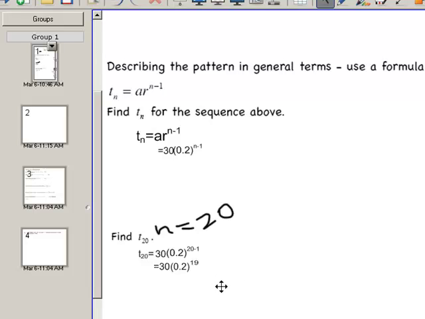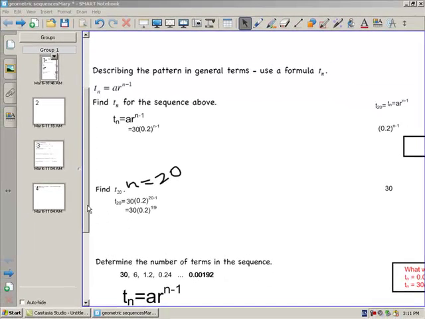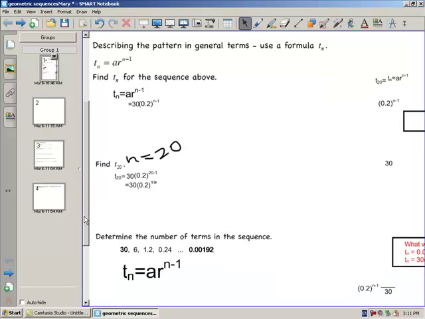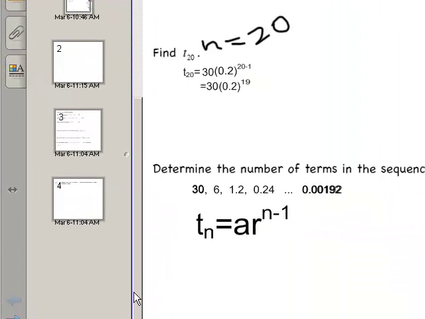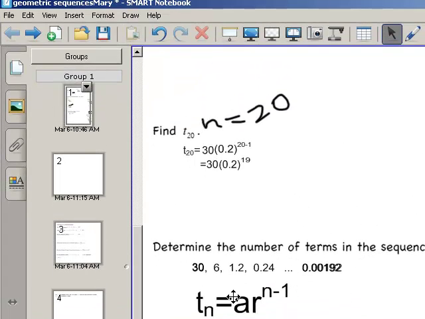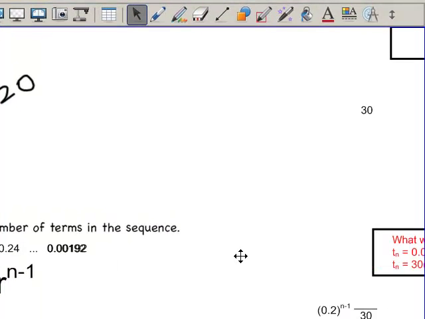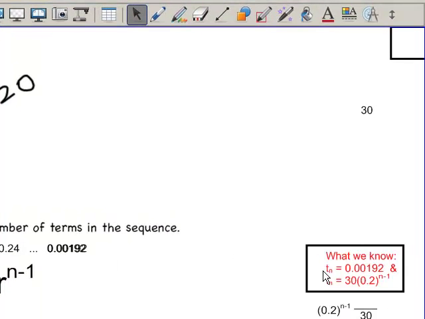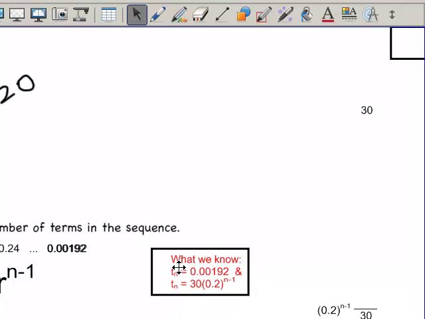That would be just fine. Now, moving on to the last thing that you will be asked to do in your ISU, and that is we will give you a sequence. There will be a gap in the sequence and we'll ask you to determine how many terms are in the sequence. So again, working with the sequence above, we are asked to find how many terms.